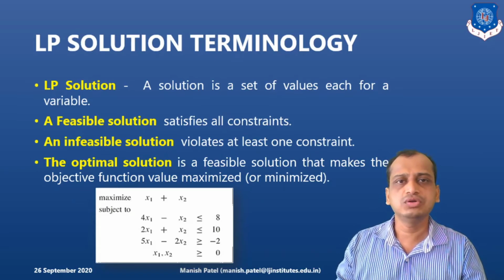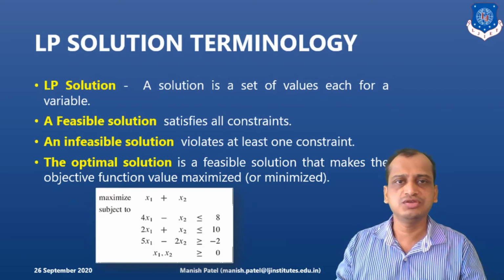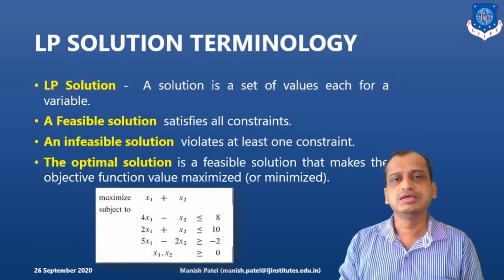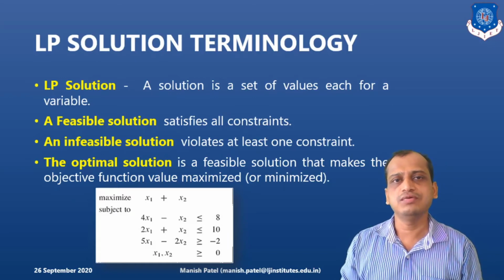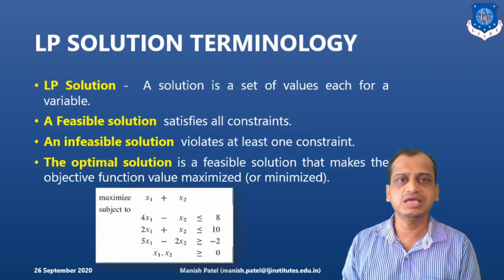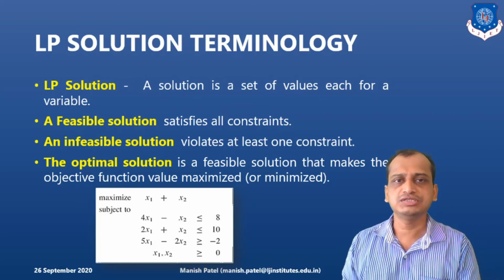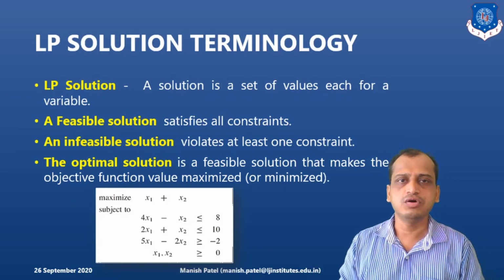Then we have the optimal solution when the constraints as well as the objective function are satisfied. Clear? Whatever variables we have, the equations we have got, inequalities or you can say equations, when it satisfies the constraints as well as the objective function, then it is definitely the optimal solution. You can have multiple optimal solutions as well.